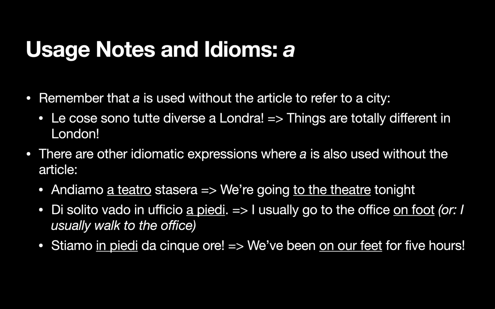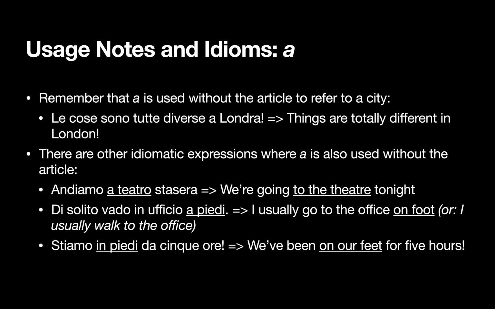So here's some notes on the preposition a. When you use the preposition to refer to a city, it can mean either in the city or to the city. So you could say vado a Londra. I'm going to London. You could also say le cose sono tutte diverse a Londra. Things are totally different in London. That's another case where that preposition doesn't have the same translation to English in all cases.